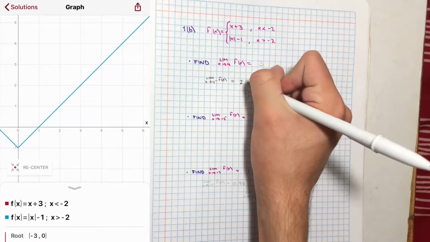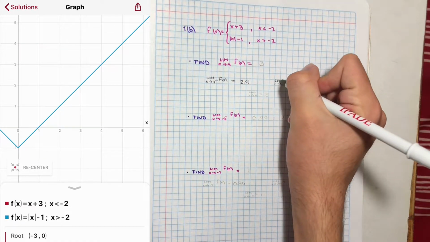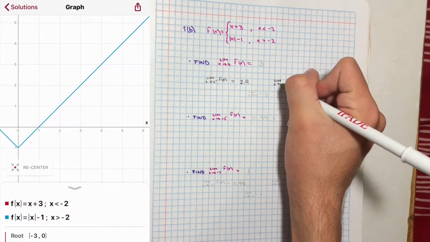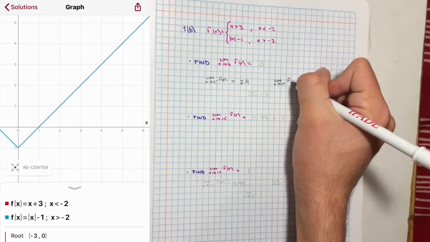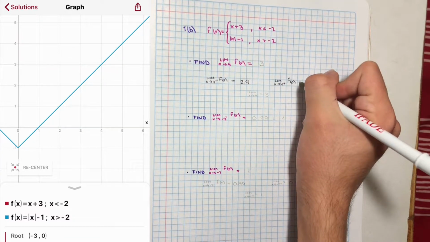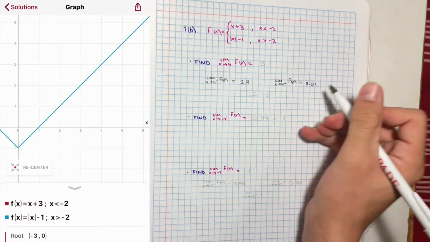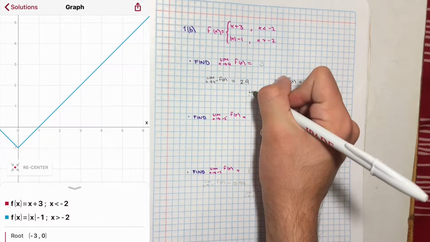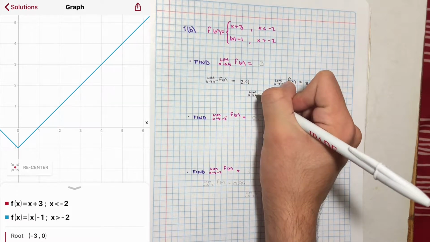And by looking at the graph, we can know that it's approximately 2.9, and then we're going to evaluate the limit as x approaches 4 from the right side, which is going to be approximately 3.01. Since both limits have approximately the same answer, we can already say that the limit as x approaches 4 is going to be 3.